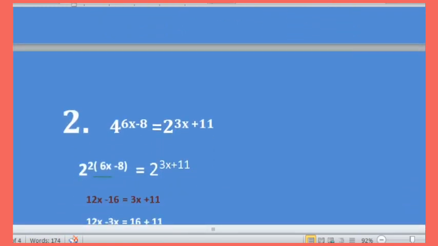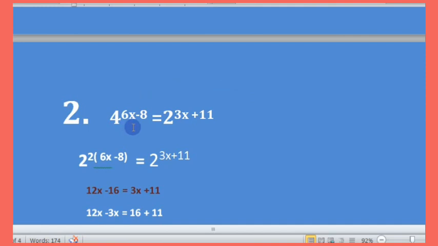Okay. The second problem is 4 to the power of 6x minus 8 equals 2 to the power of 3x plus 11. Now the left side equation, we have to rearrange it. That is, 4 must be in the form of 2 to the power of 2. Then we will multiply this one by 2. So it would be 12x minus 16, which equals 3x plus 11. This is a linear equation, so by collecting like terms, we can solve for x.